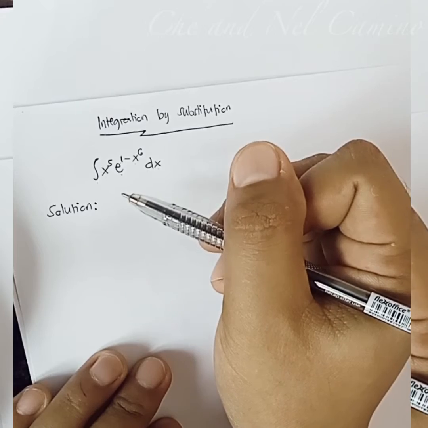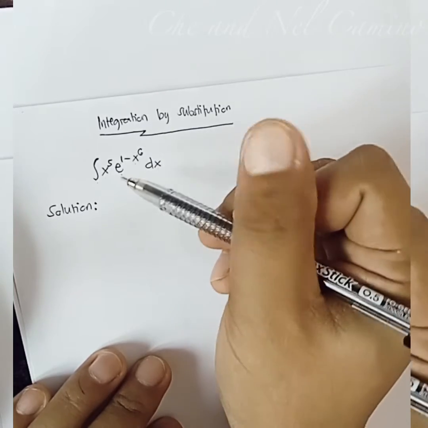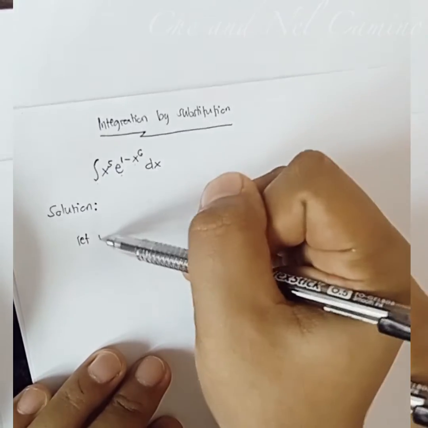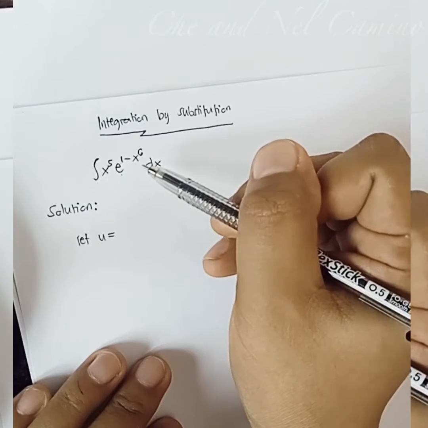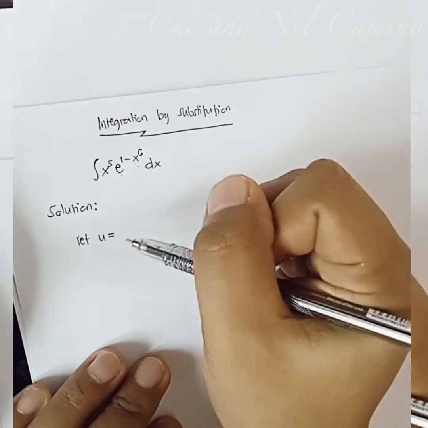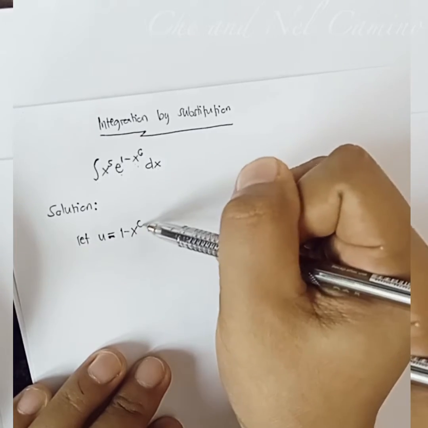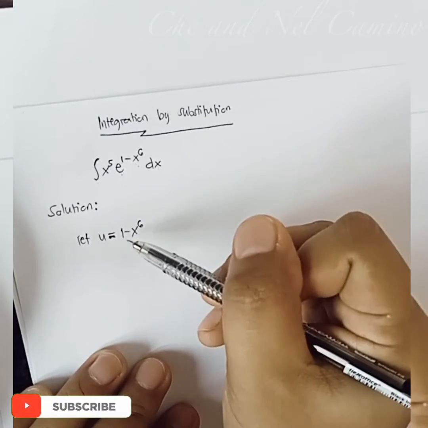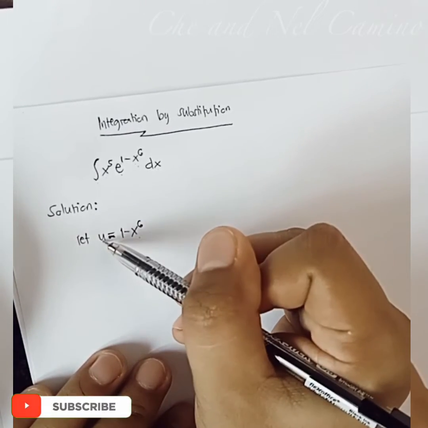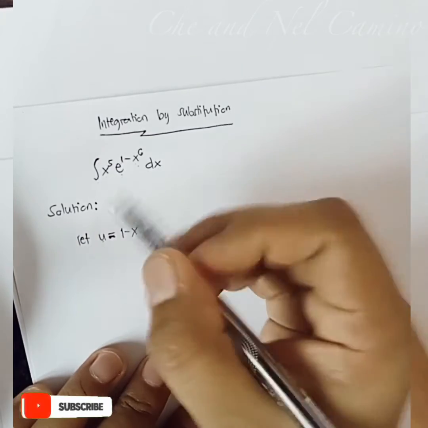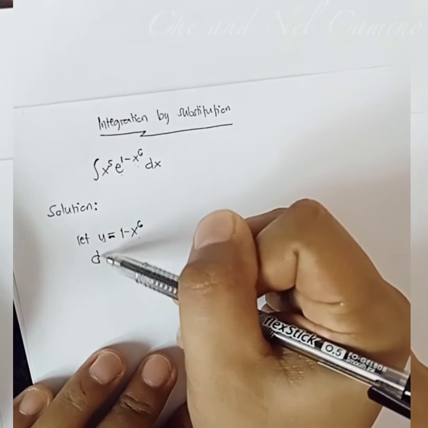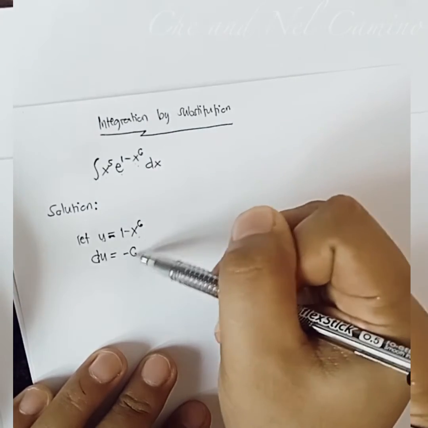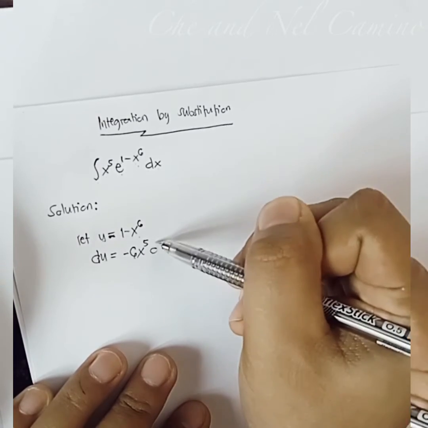The first process we are going to apply is to assign the value of u, or we are going to let u equal 1 minus x to the power of 6. You might be asking why 1 minus x to the power of 6 is my u. Simply because if we take the derivative of u, we have du equals negative 6x to the power of 5 dx.